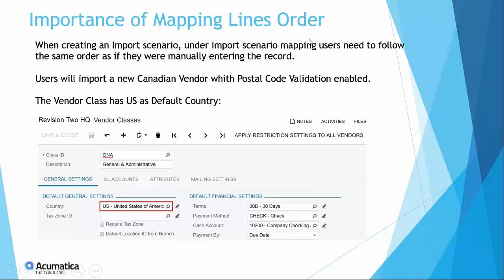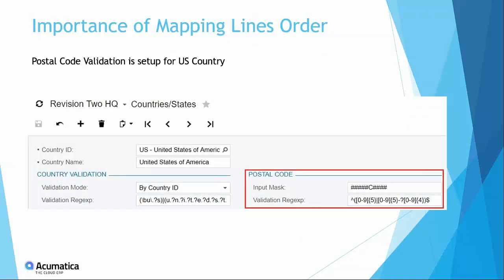So in this case, I will create an import scenario, and we will use it to import a new Canadian vendor with postal code validation enabled. The vendor class has a US default country, so we need to change this. I will show you in the next slides why it is important and why the import scenario needs to be mapped in a specific order. Okay. Go to the next slide.